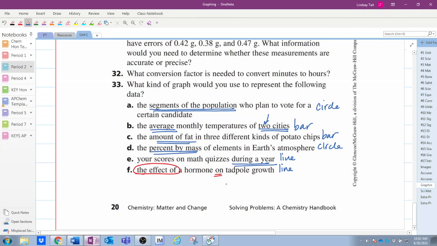But again, part of it is I'm very comfortable seeing this effect of on, right? And that is almost always a line graph. Scatter plot really is what we would probably do. Okay. All right, so questions on how to pick the right type of graph, circle, line, bar.